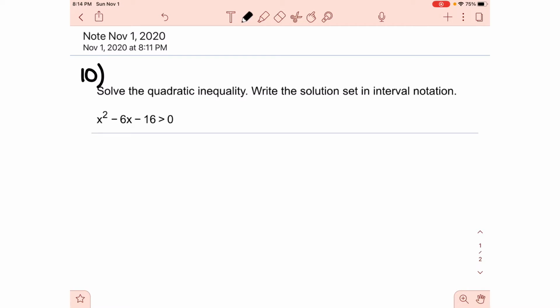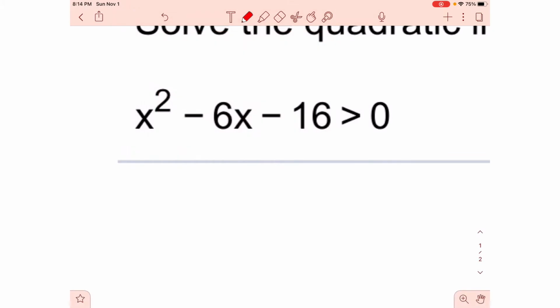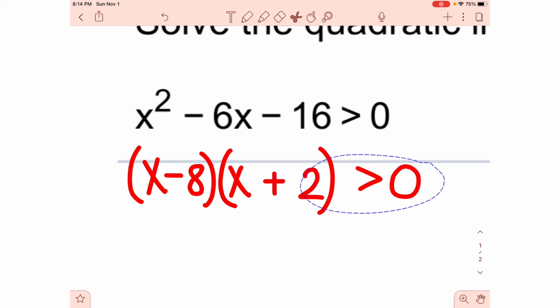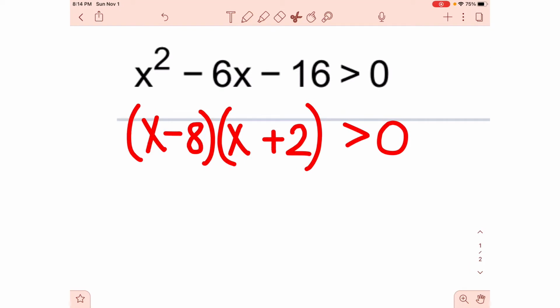So the idea is this: you want to start by factoring the quadratic, and we basically start this the same way that we would start solving a quadratic. So let's see, 16 is 8 times 2. And if I have a negative 8 and a positive 2 and I add those together, then I get a negative 6. So this is my factoring, x minus 8, x plus 2.